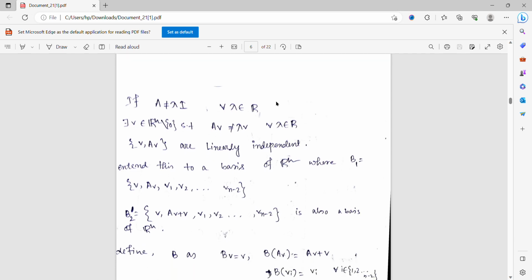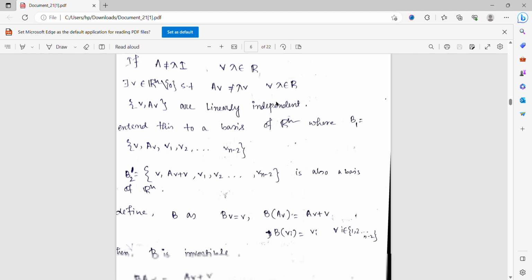Okay. Now I can make an invertible matrix B such that B maps V to V, B maps AV to AV plus V, B maps V1 to V1, B maps V2 to V2, and so on, B maps V(n-2) to V(n-2).